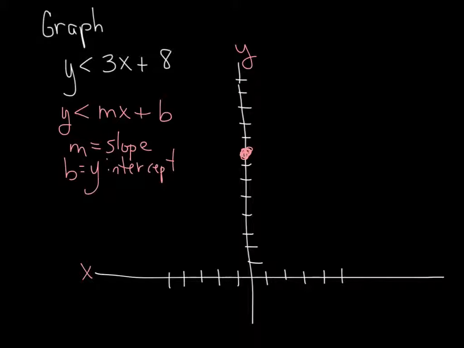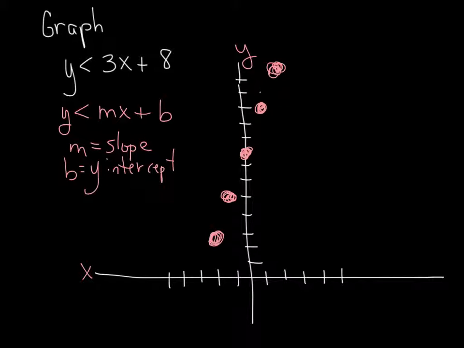Now I'm going to move my slope, which in this case is up 3 over 1. Up 3 over 1. Or I could also go down 3 to the left 1. Again, going in that order, down 3 to the left 1. Okay, so I've got a bunch of dots now.